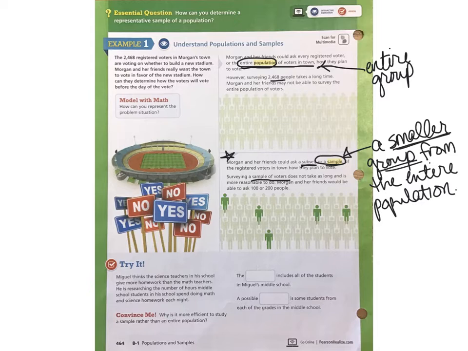So let's think about what that means. In a case where Morgan is looking to determine how the vote will happen and whether or not they would vote in favor of a new stadium, she wouldn't want to go ask students her age who are not eligible yet to vote. Instead, she would want to survey or ask a smaller sample of people that can vote. In other words, people that are 18 years or older, because they make up a smaller group out of that entire population.